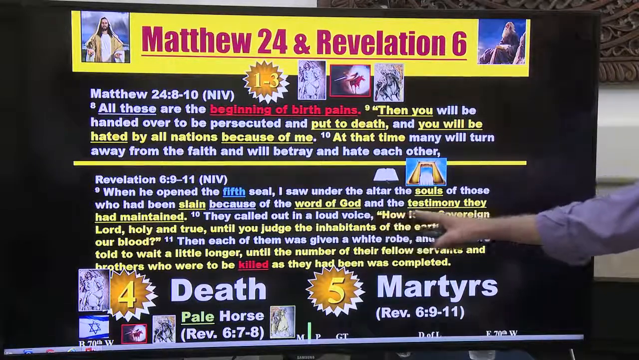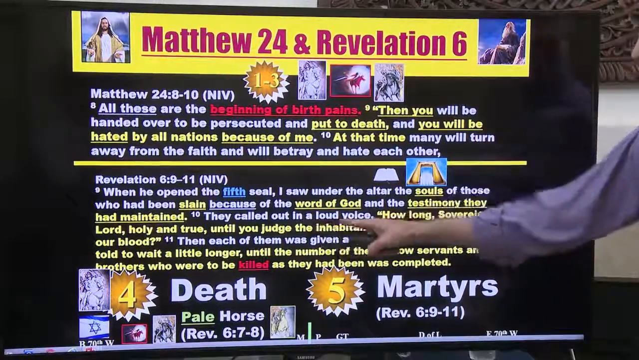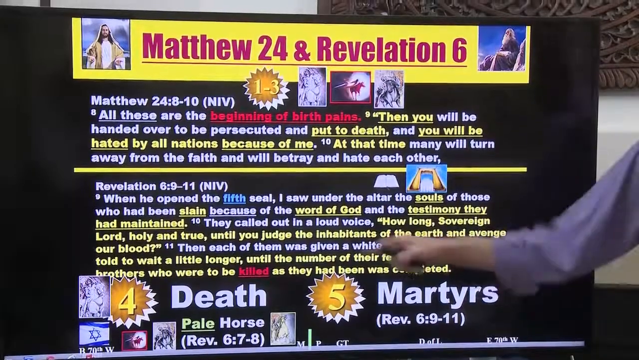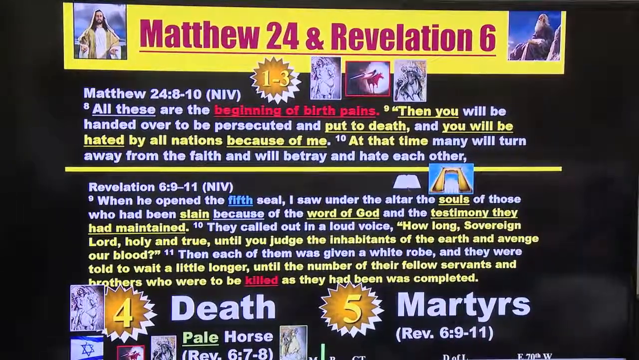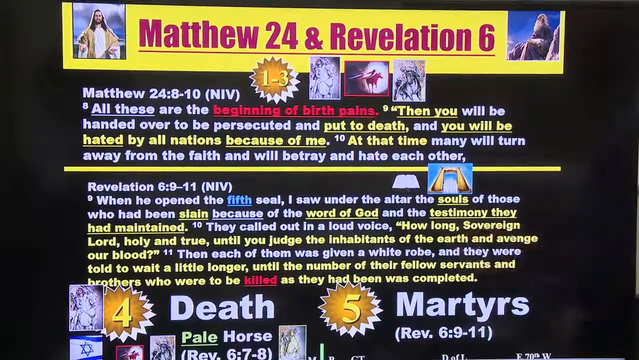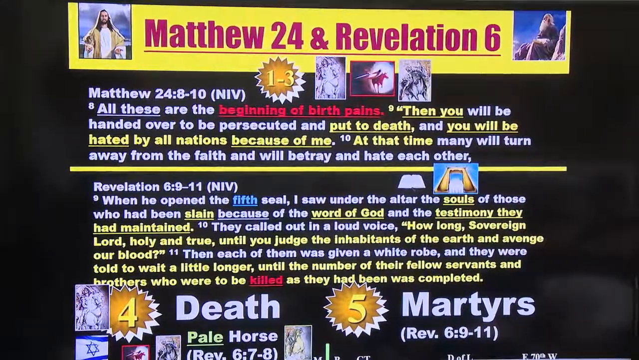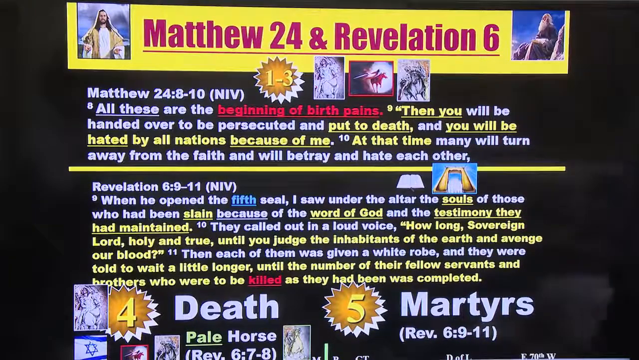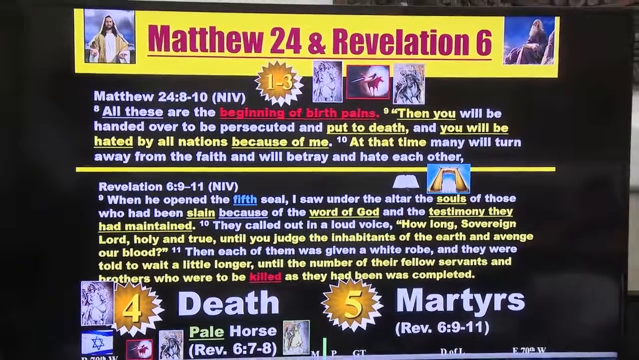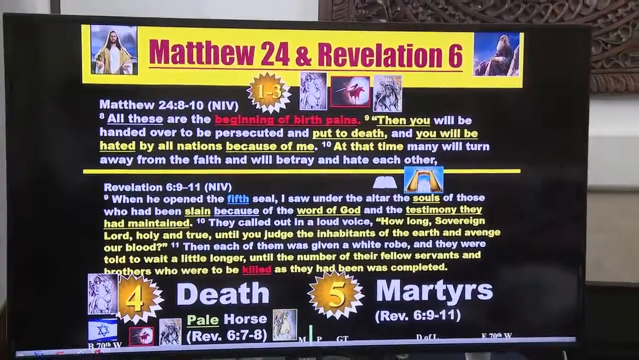They cry out in a loud voice, how long, sovereign Lord, holy and true, until you judge the inhabitants of the earth and avenge our blood? Notice that the fifth seal martyrs, the Christians that are being killed, notice what they're doing. They're crying out to God and they're not saying, God, why did you kill us? That's not what they said. God didn't kill them. They're crying out asking God to avenge their death.